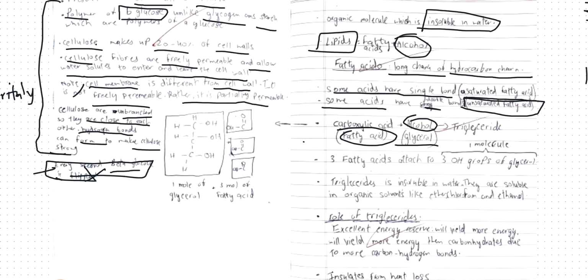Again, it's made up of 3 molecules of fatty acid and 1 molecule of glycerol. Triglycerides are insoluble in water. They are soluble in organic solvents like ethanol. So what is the role of triglycerides?